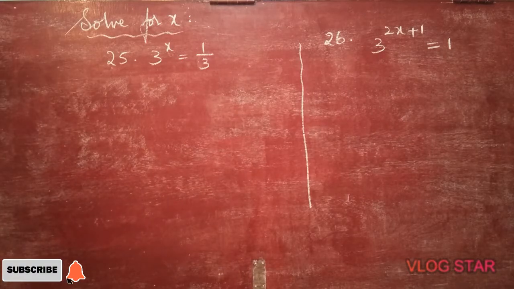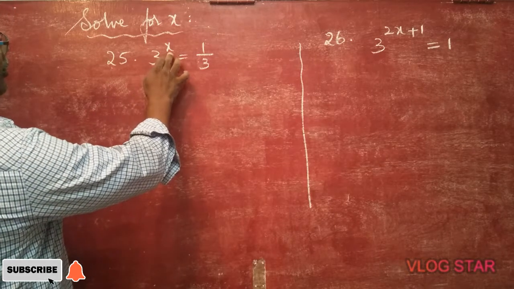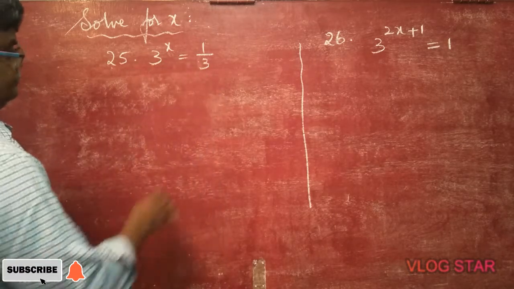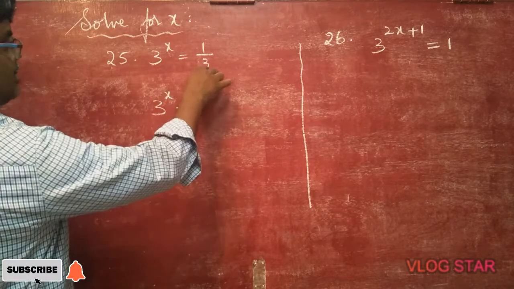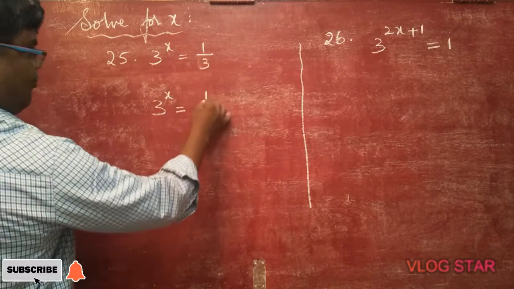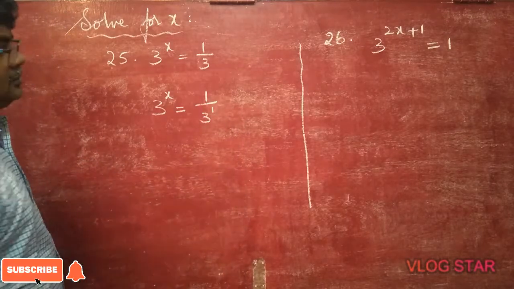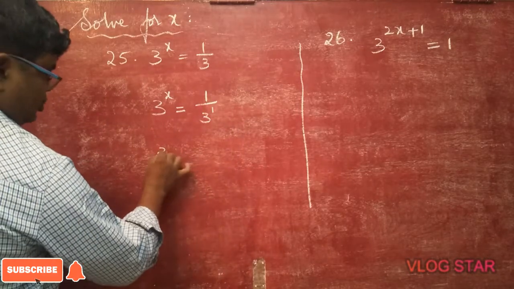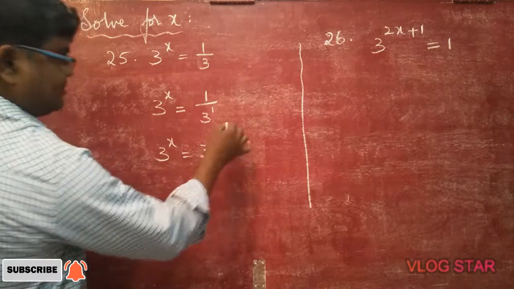Solve for x. 25th problem. They have given 3 to the power of x is equal to 1 by 3. 3 to the power of x as it is, right? What is the meaning of 1 by 3? 1 by 3 to the power of 1. 1 is there here; no number means 1 is there. So 3 to the power of x is equal to 3 to the power of minus 1.